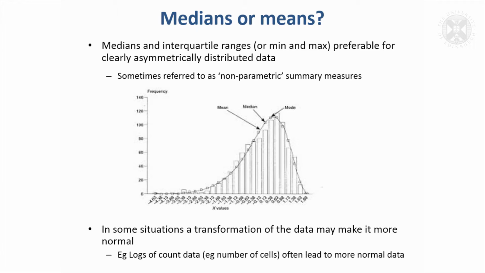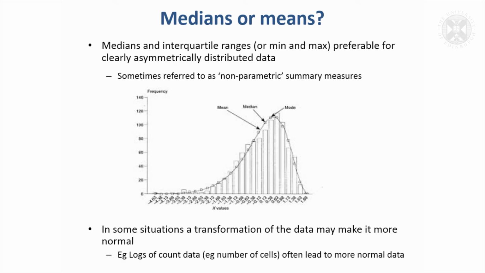So if the data are reasonably symmetrical, use a mean, or if you've got a large data set. But if the distribution does look quite odd, what you could do is get the median and the mean and see if they differ a lot. If it looks quite odd, it might be that the mean isn't the best summary statistic.